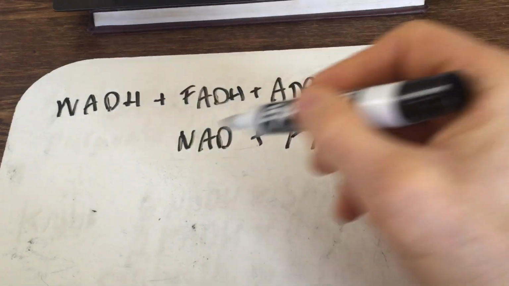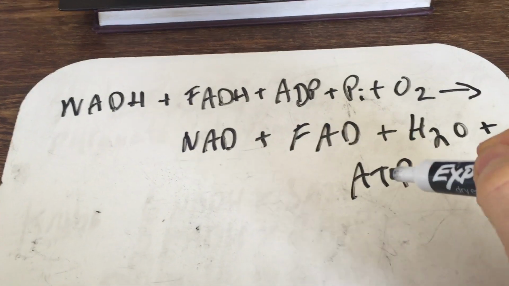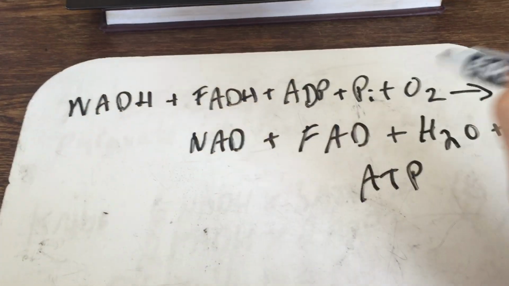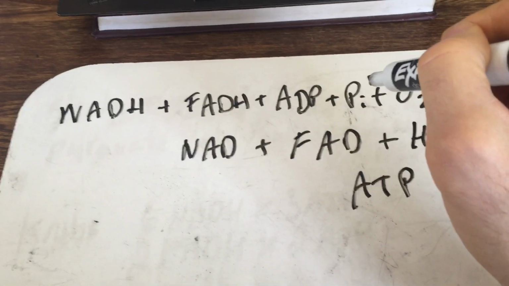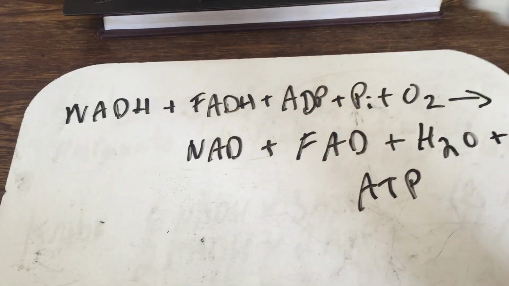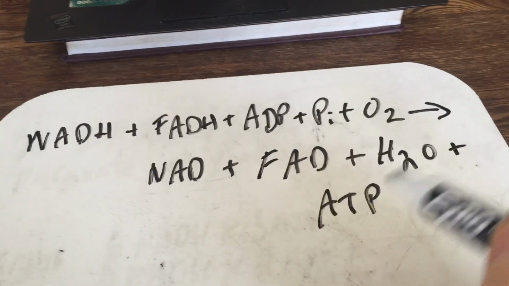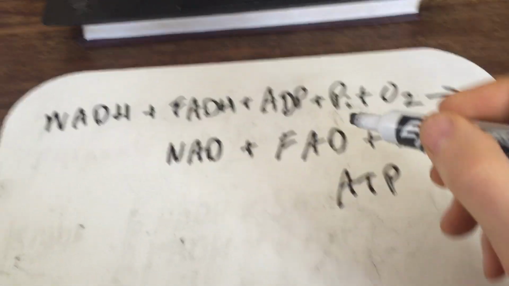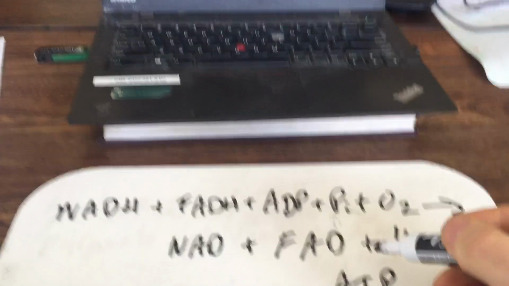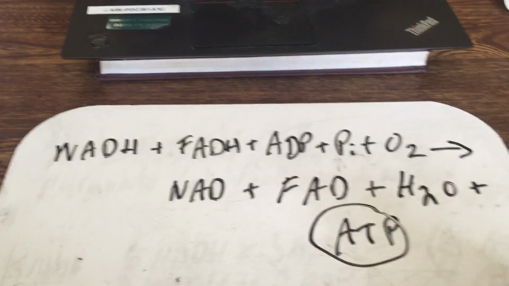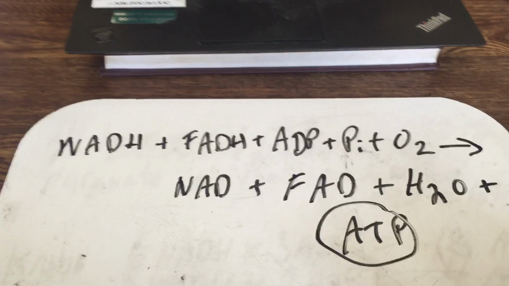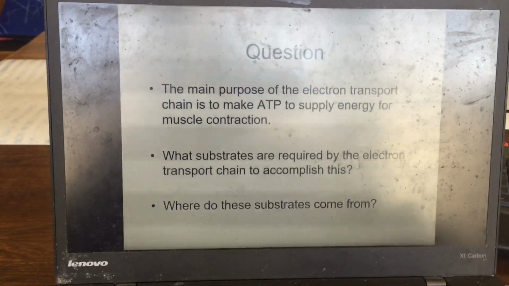Now, as I mentioned, I haven't balanced this equation, so I haven't drawn numbers in front of these. But these are the substrates that go into the electron transport chain, and then these are the products that will come out. The most important with regards to exercise is ATP, because then that can be used for muscle contraction. So the second part of this question was, where do these substrates come from?